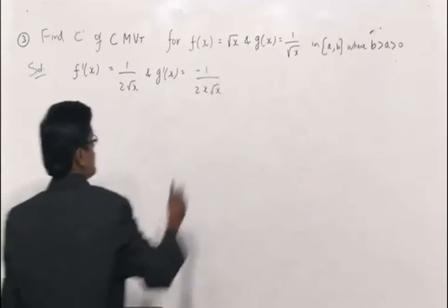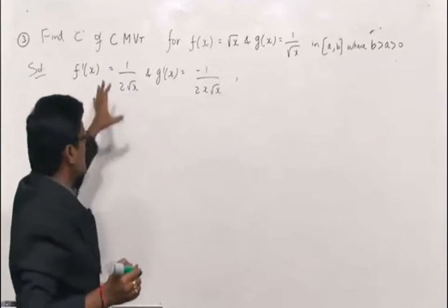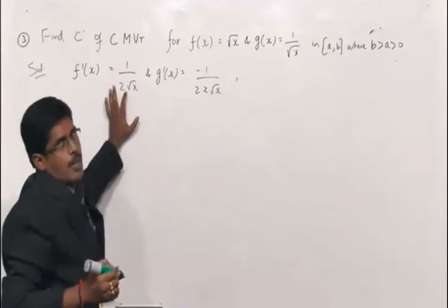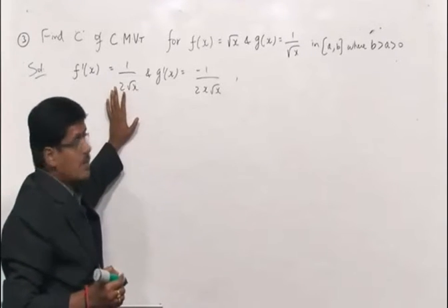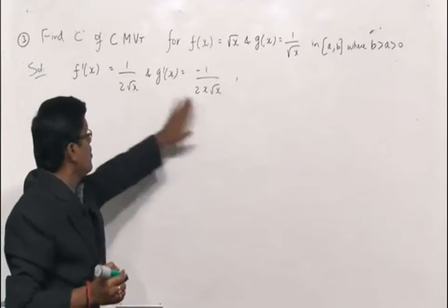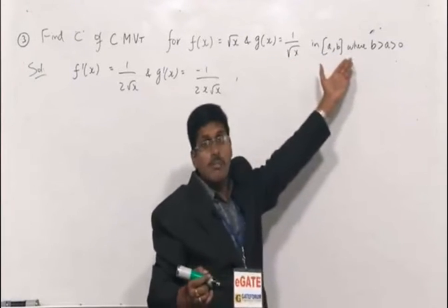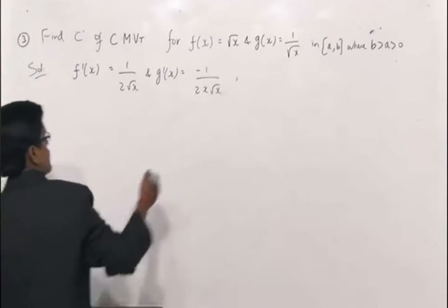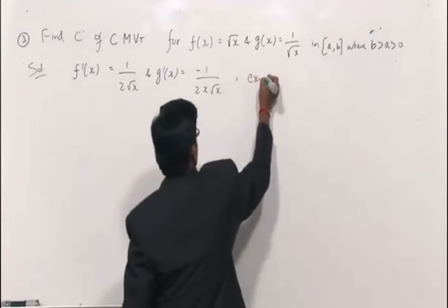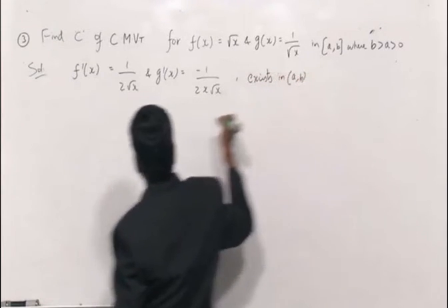Whenever a fraction comes into the case, take care about the denominator. The denominator should not be 0, because we have to show the derivatives exist. Here both are not defined at x = 0, but 0 does not belong to the interval between a and b, since the starting point is already given greater than 0. So both exist in the open interval (a, b).